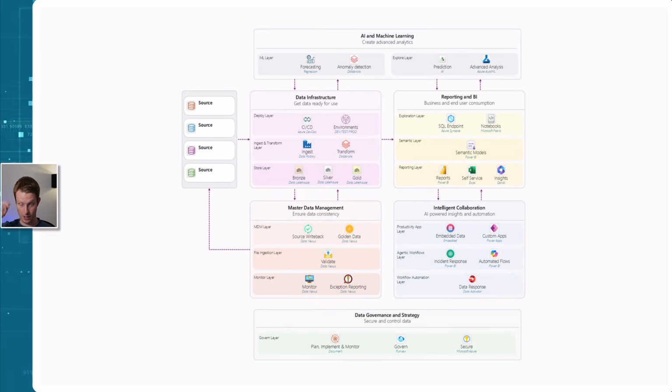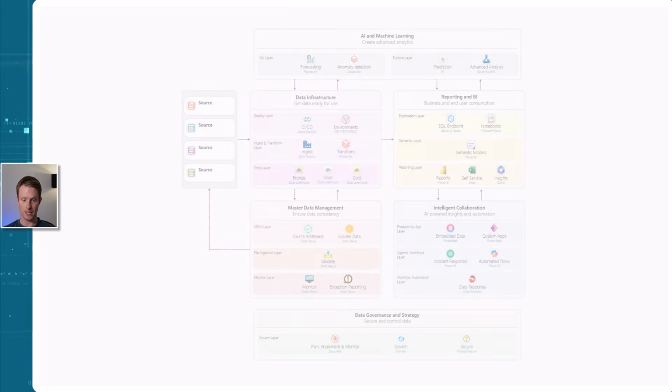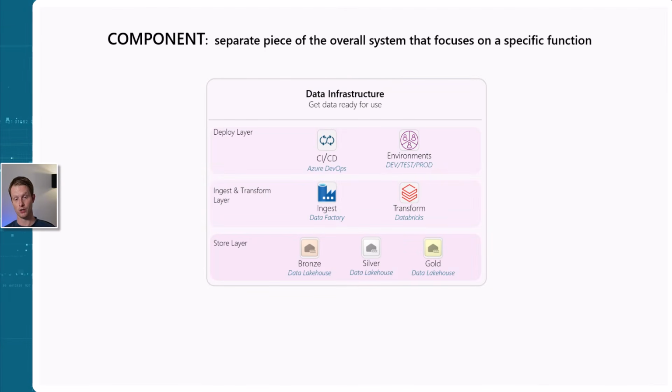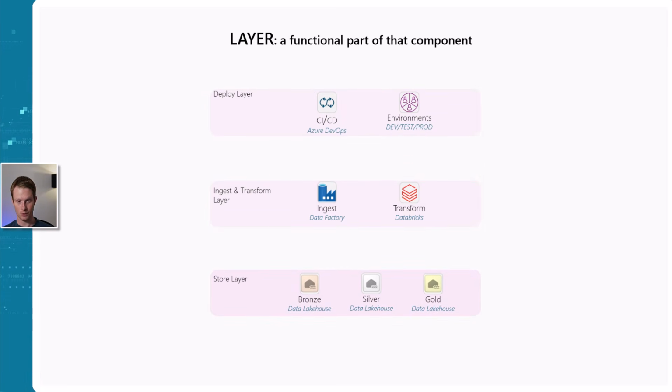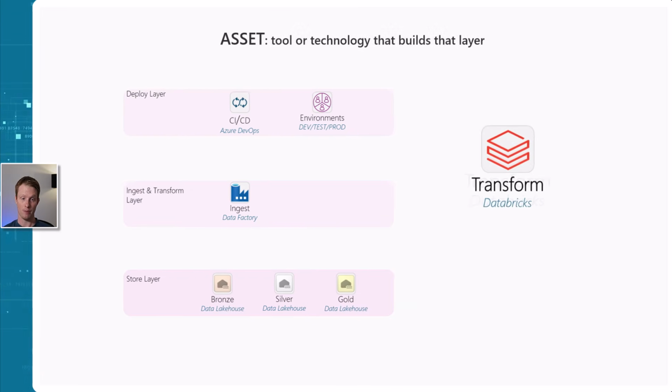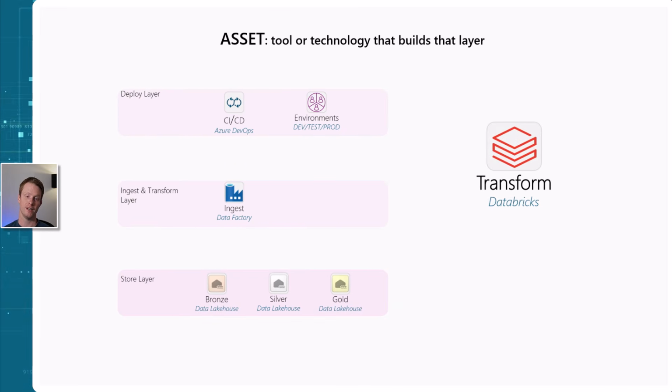So this is an architecture diagram of a typical platform. And you will see many of these bits, which are components. So components are separate pieces of the overall system with a specific function. So this component is the data infrastructure component. Within a component, we have layers, which is a functional part of that component. And within a component, we have assets. These are specific tools or technology that build up the layer.